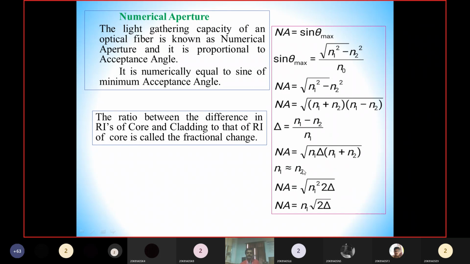In some cases, n1 is approximately equal to n2.